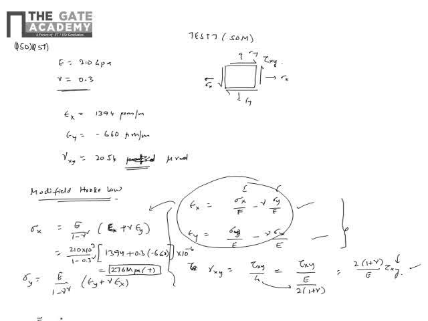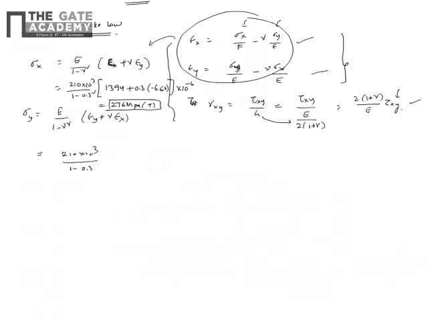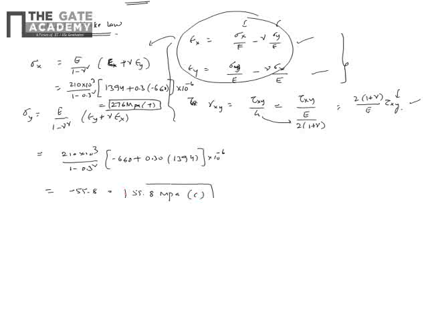Similarly, for sigma y, when you substitute, you get 210 into 10 power 3 by 1 minus 0.3 whole square, times epsilon y, minus 660, plus 0.3 into 1394, the entire thing in 10 power minus 6 because of the strain. This comes out to minus 55.8, that is nothing but 55.8 MPa compressive. So this is about modified Hooke's law. The answer is 276 tensile and 55.8 compressive, so the answer for this is D.